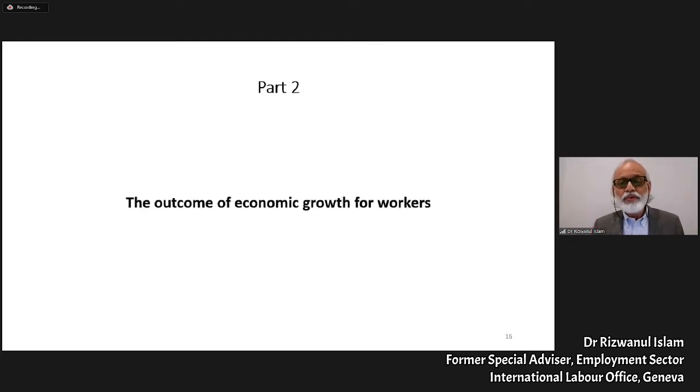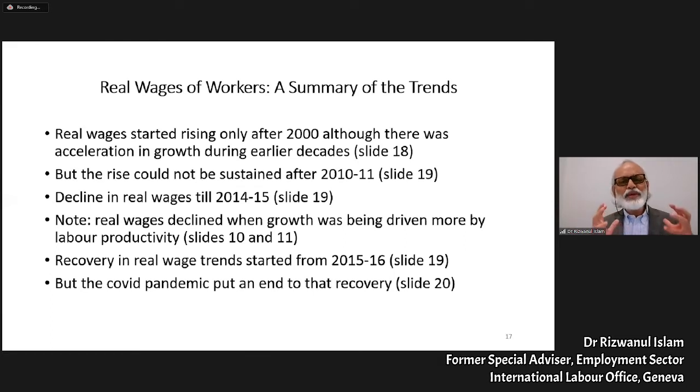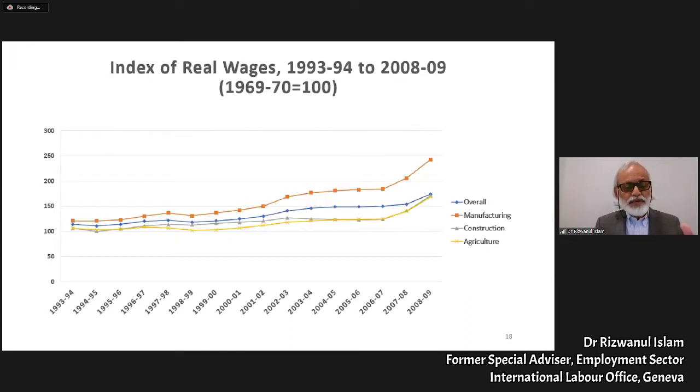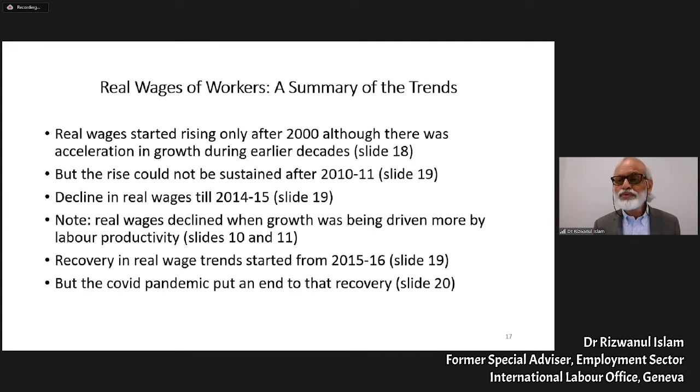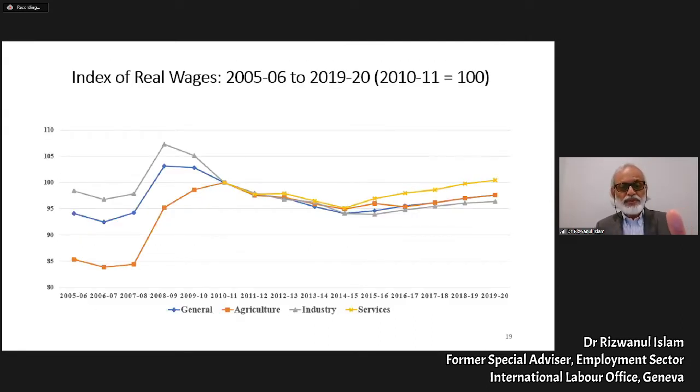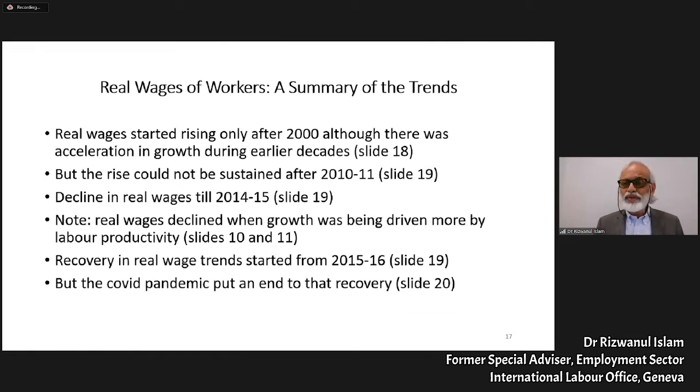Now, my second part: what has been the outcome after all these contributions, be it in agriculture, be it in manufacturing, be it in terms of overseas employment? I summarize the trends. First, the real wages of workers within the country. Real wages started rising only after 2000. You can see it in this graph. For a long period, it remained basically static and then started rising. But it increased only up to 2010-11. After that, it couldn't be sustained and it started declining, actually. You can see that from 2010-11, it started declining, and the decline continued till about 14-15, and it started rising again. But the level of 10-11 could not be achieved.